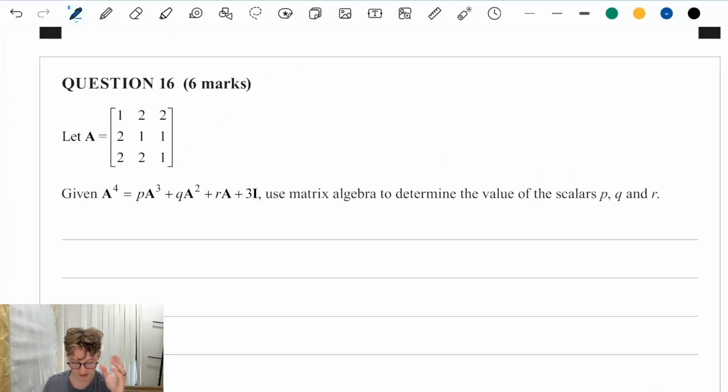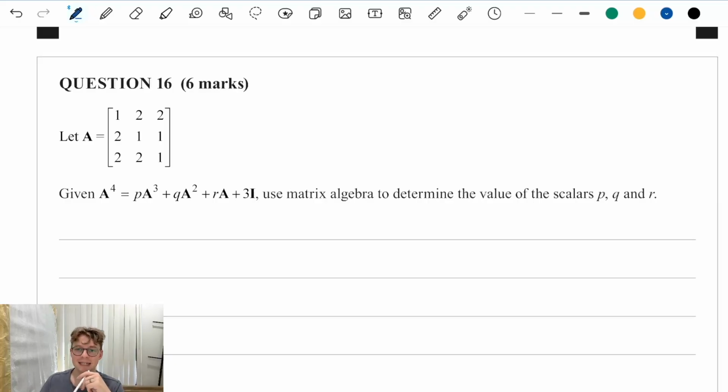Let's jump into question 16. Question 16 is matrix algebra. A matrix algebra question. This is much more in the category of rare, I would say.